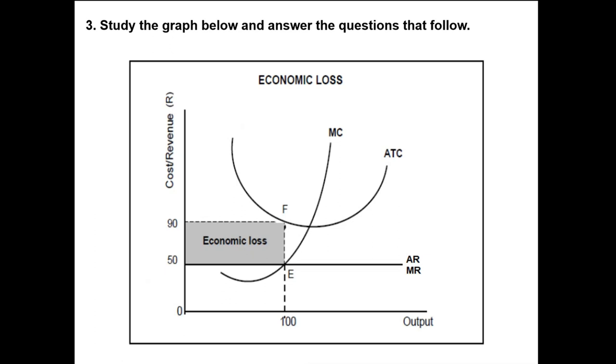Also, remember the point where MC, marginal cost, is equal to marginal revenue is your equilibrium, or what we refer to as your profit maximization point.